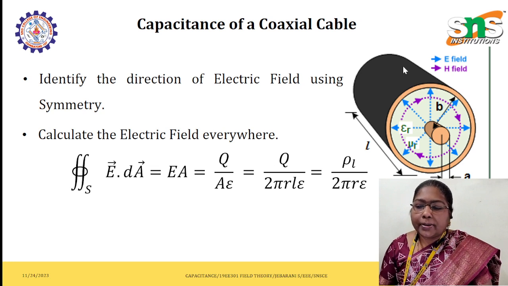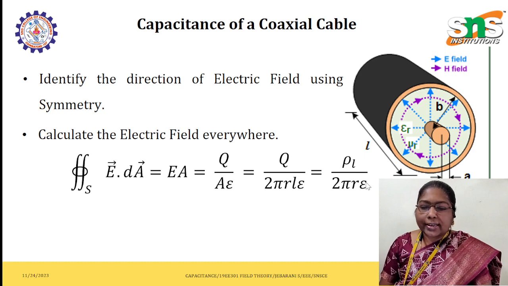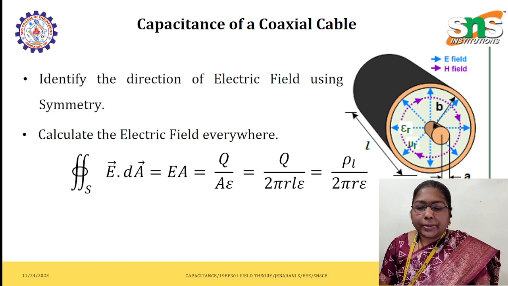So let's take up a cable with inner radius A and outer radius B. Okay, and this whole surface is going to be the Gaussian surface. If you apply Gauss's law, second step, to calculate the electric field, the charge density divided by 2 pi r epsilon will give you the electric field that is going to be present everywhere. So r is going to be the radius.